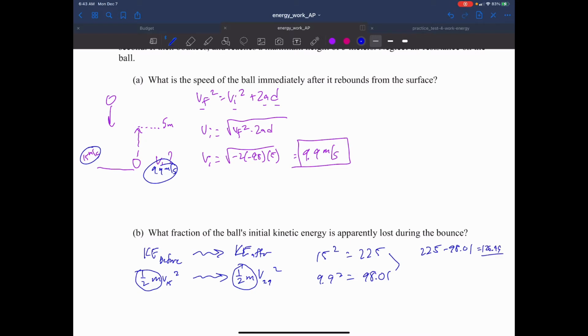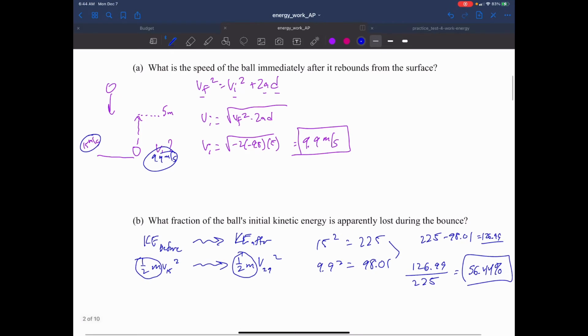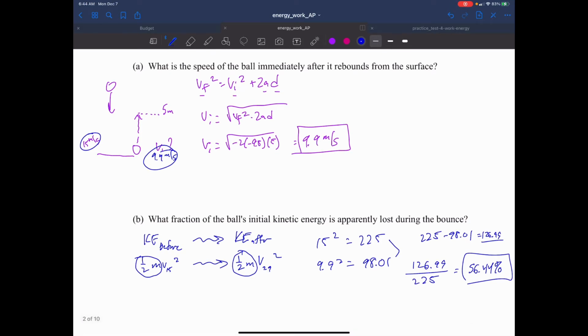Now, what percentage of the original 225 is this number? Let's do a quick percentage: 126.99 over 225. Looks like 56.44%. So it lost 56.44% of its kinetic energy to the ground, to friction with the ground, vibrations when it hits the ground, and heat. Just a side note: friction always causes heat. In fact, all energy is eventually dissipated as heat.